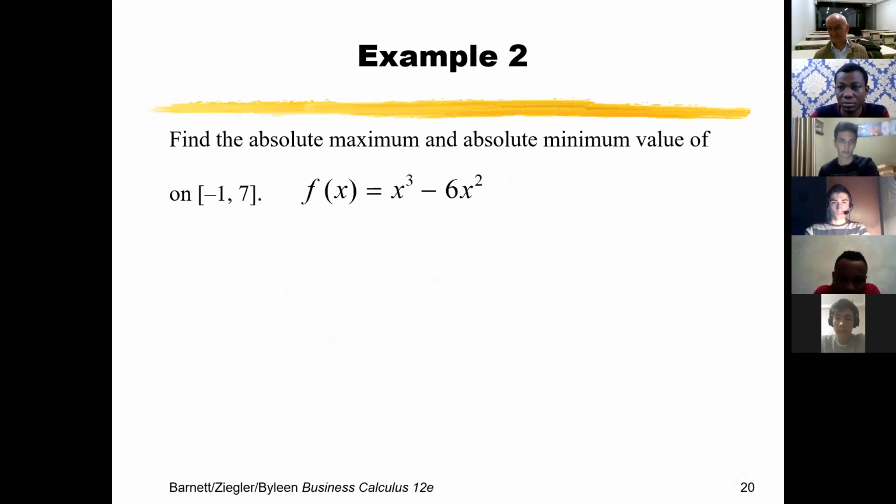Here is an example. Can you try it? Find the absolute maximum and absolute minimum value of f(x) equals x squared minus. First, we could find which critical values contain the equation. Okay, can you solve it? I will try now to join by my phone, and we will discuss it. Or I have the solution. No need for phone. Try to solve it.